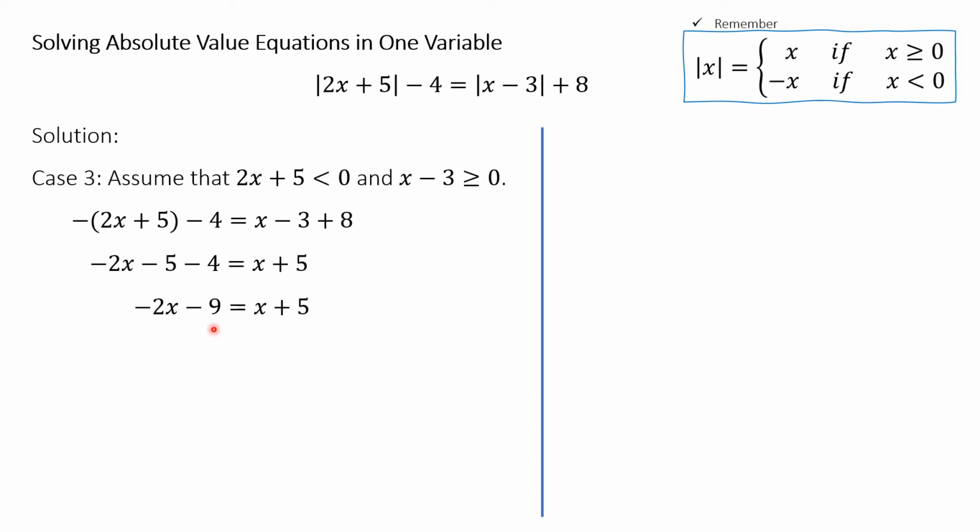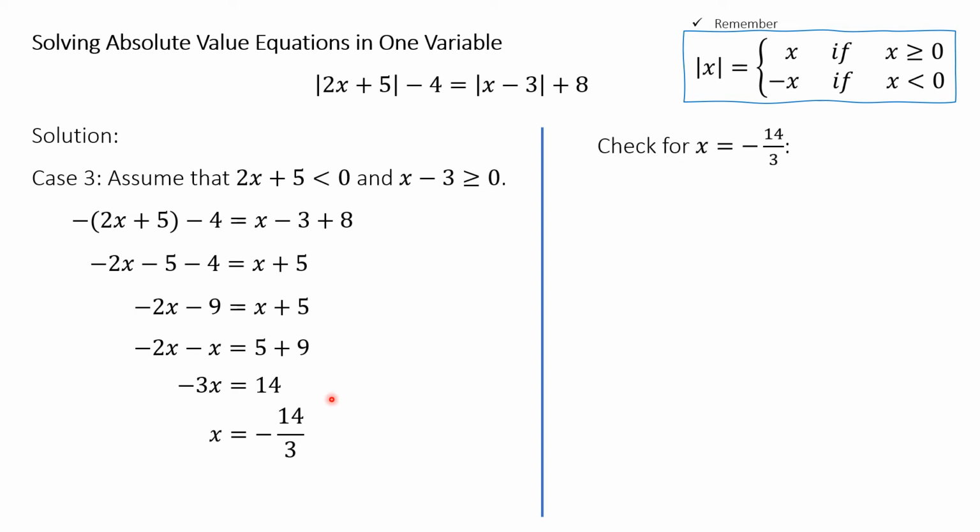Transpose x to the left side and negative 9 to the right side. This will give us negative 2x minus x equals 5 plus 9, which results to negative 3x equals 14. Dividing both sides by negative 3 or multiplying both sides by negative 1/3 will give us x equals negative 14 over 3. So next, we now check if negative 14 over 3 is a solution.